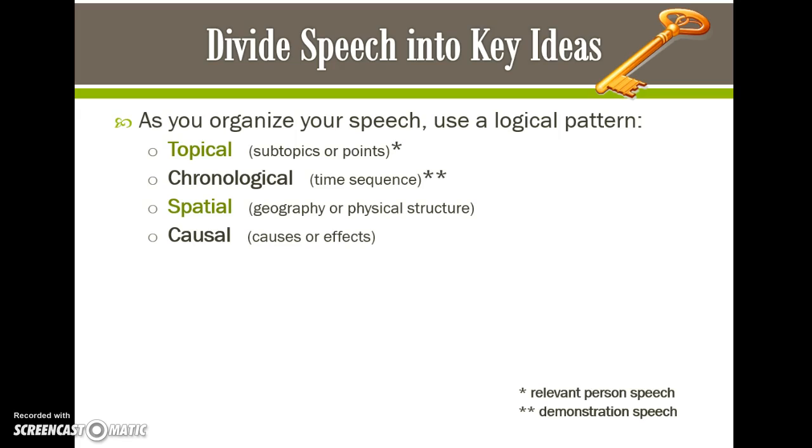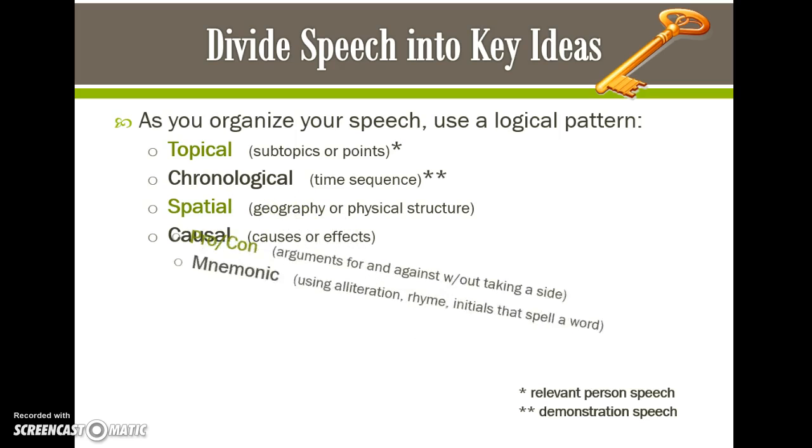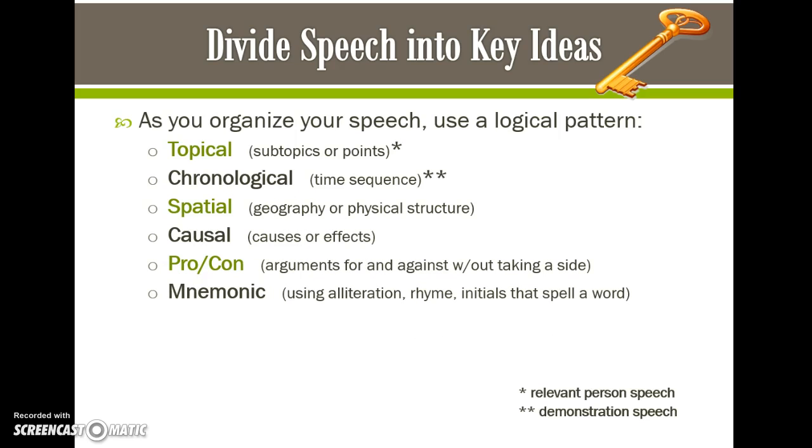You could have a cause and effect type of pattern. You can do pros and cons. So if you're doing a speech to inform, remember that you have to give both sides of the argument without actually taking a side. You could do something a little more creative, like using a mnemonic, which would be alliteration, a rhyme, initials that spell out a word, like an acronym, and then each of the letters represents a word. This certainly does require a little more creativity. However, audiences do remember it.